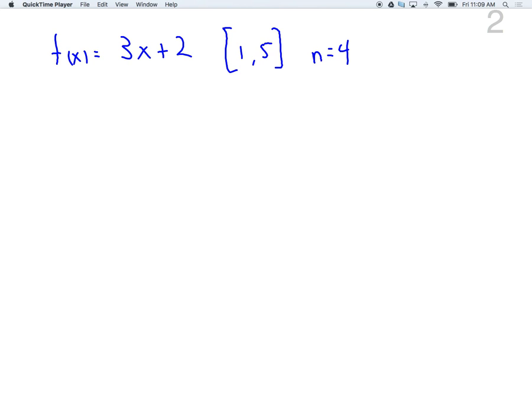Just so you know, and so I don't forget, there's another method in this section called Simpsons Rule. We don't do Simpsons Rule. It's not an A-B topic. So if it says using Simpsons Rule also, skip it.